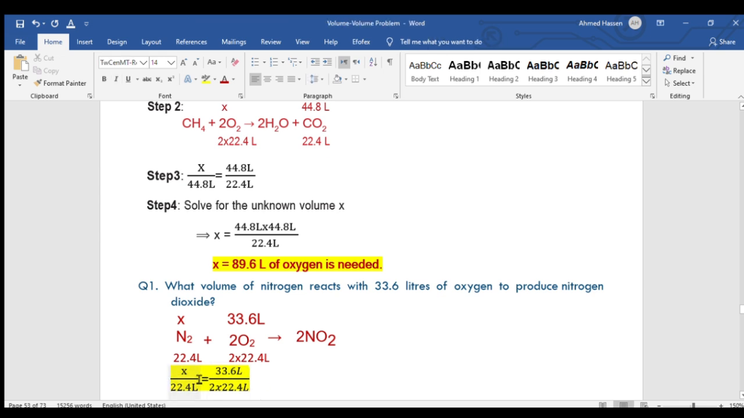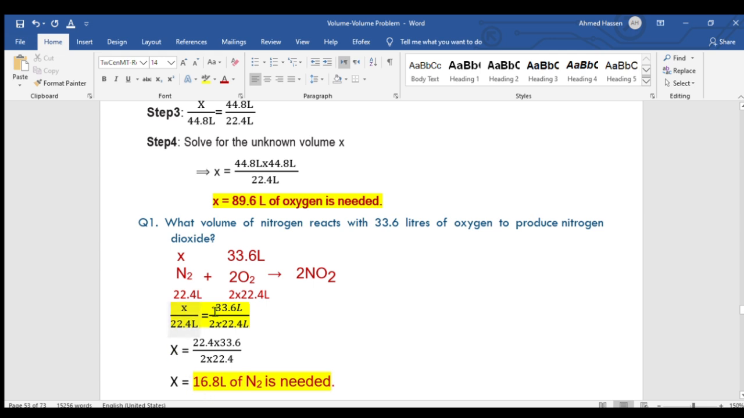Then set up the proportion. The value of X is equal to this value times this value divided by 2 times 22.4, and therefore X is equal to 16.8 liters of nitrogen gas needed in order to combine with 33.6 liters of oxygen gas.